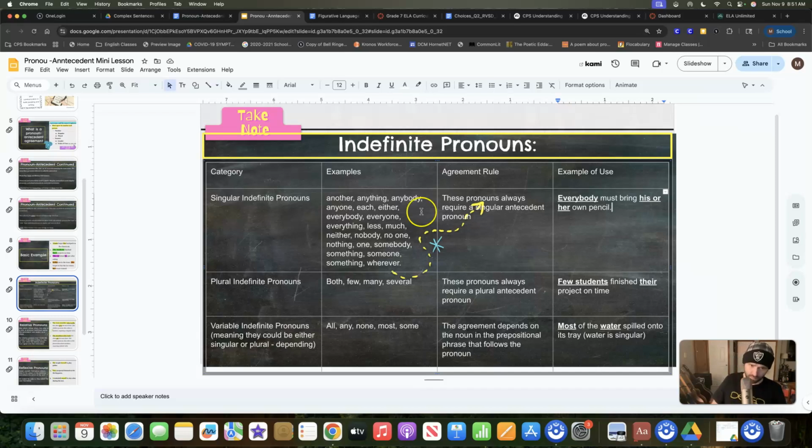So plural indefinite pronouns, these you should be able to memorize. So another trick here with indefinite pronouns is this. If it's not both, few, many, or several, it's most likely singular. Now there are some down here that could be both, but most likely both, few, many, several. You should be able to memorize those, and they all seem like they're more than one anyway. Both is two, few is more than one. It's usually three. Many to me is three or four or more. Several is a few as well.